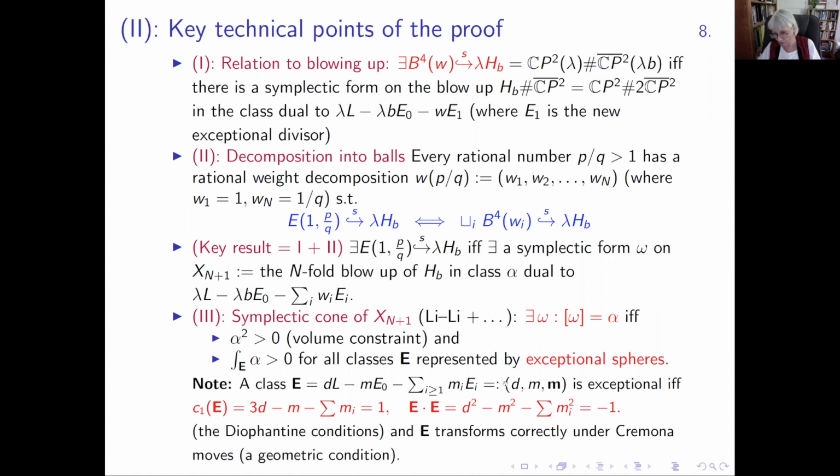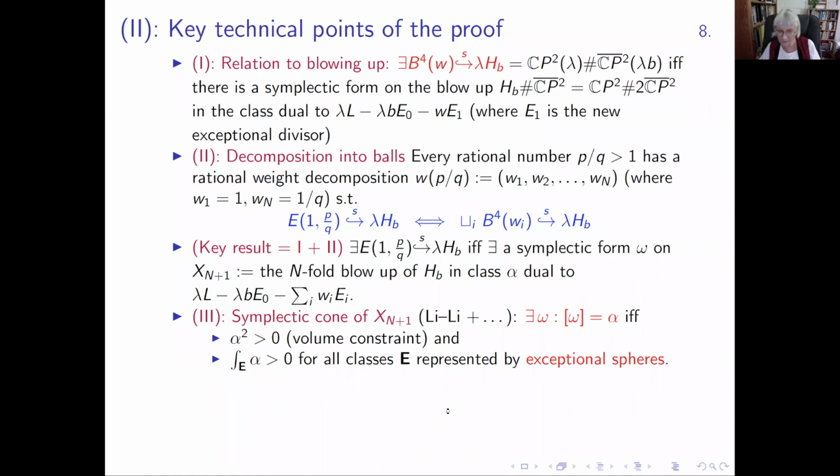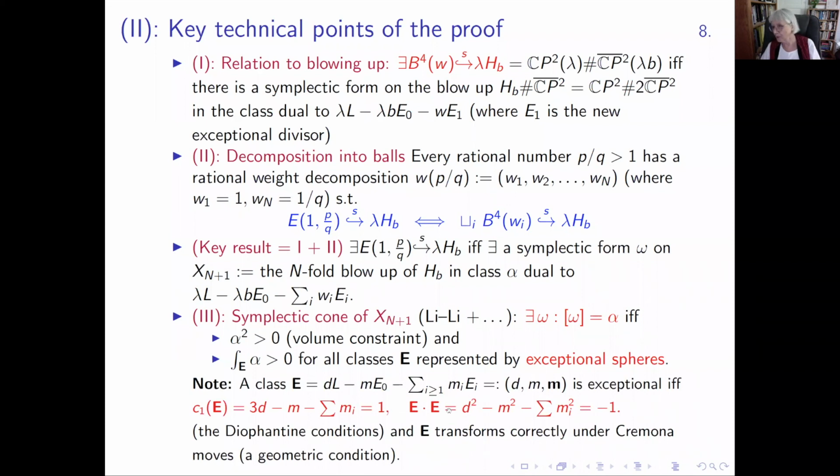So these are all integers, of course, so that the Diophantine conditions hold. So c1 is 1, and the inner product E·E is -1. Those are the algebraic conditions, the Diophantine conditions. And then you also need to know that this class transforms correctly under Cremona moves, which is a certain geometric transformation of the blow up of CP². That's a geometric condition, which is not so easy to check. Okay, so that's the basics.